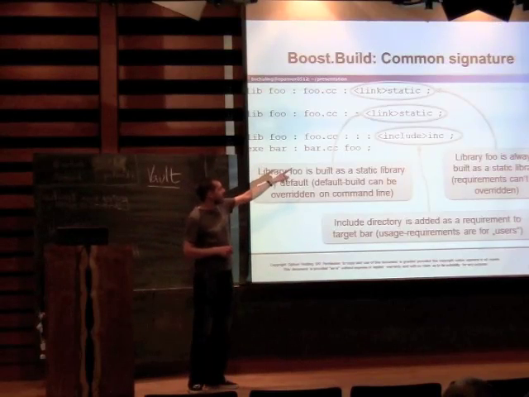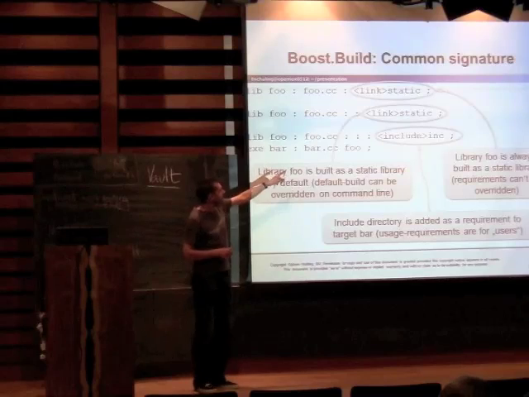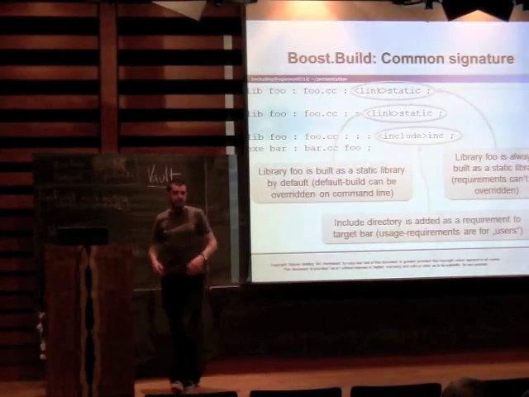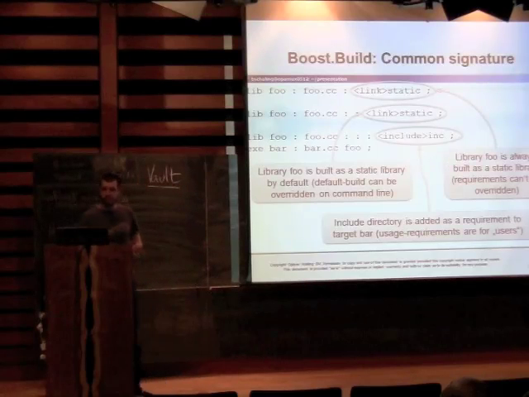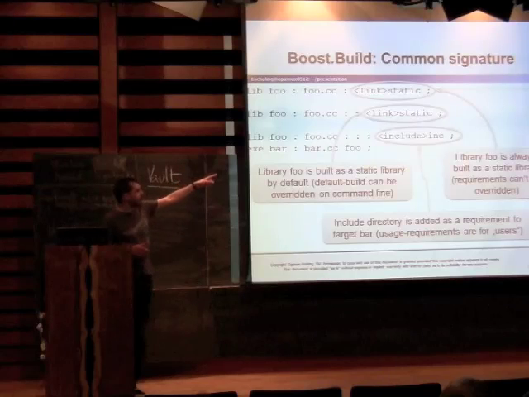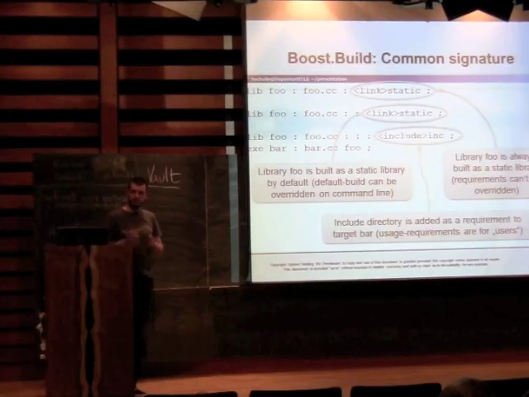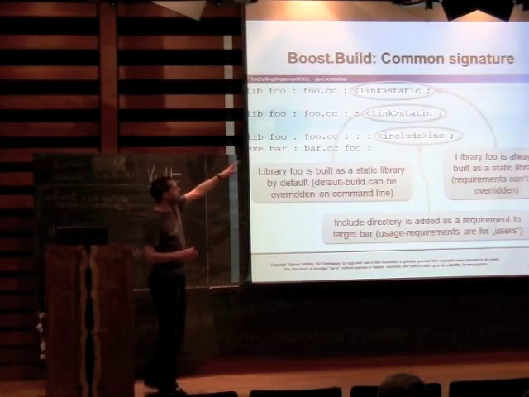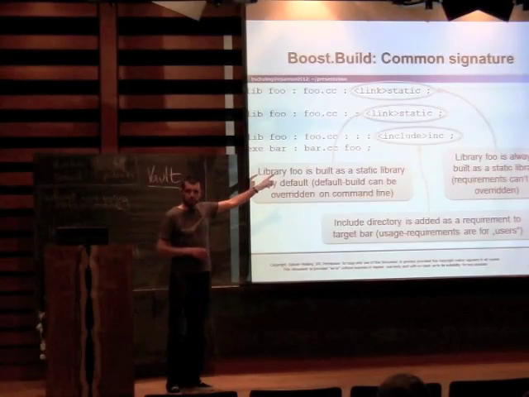If you pass link static as the fourth parameter, then here behind the arrow there's another column, then link static is not a requirement, it's a default build, which means by default the library foo which is built here is static, but if we like to, we can override a default build. We can change that, we can explicitly say, now we don't want to get a static library now, we want to get a shared library. That's the difference between requirement and default build.